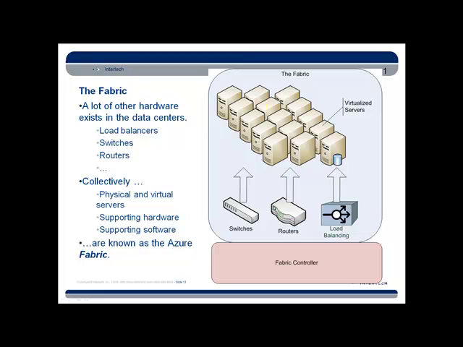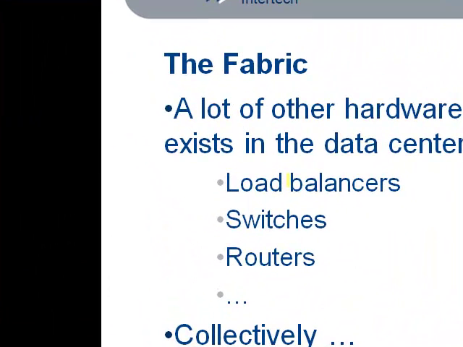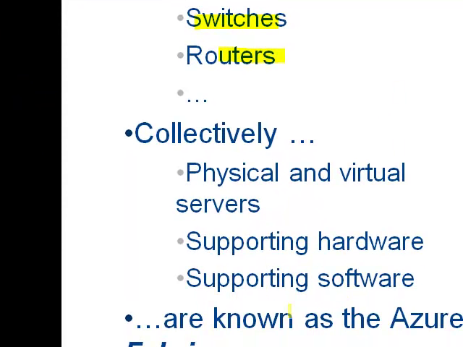So what we call all those servers, along with load balancers, switches, routers, and all the other hardware that exists in the data centers, along with the software on all of those pieces of hardware, we call that collectively the Azure Fabric. So the Azure Fabric, if you will, is a collection of everything physical along with those virtual server environments running inside the data center.